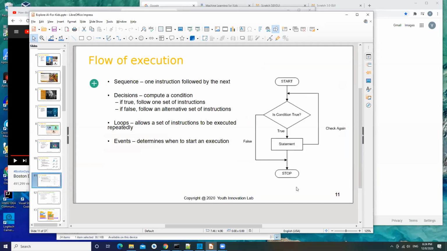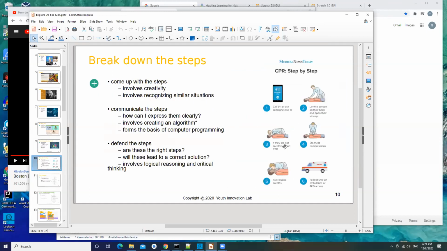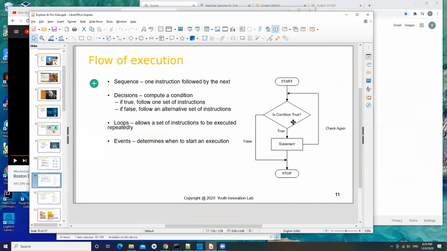Okay, so this is something we call the flow of execution. You can think about that from the start, you will check a certain condition. So you will check, oh, if this guy still has breath or not. If not, I have to help him, so I do the chest compression for him. And if it still does not work, I will do some rescue breaths. Okay, so this is some sort of decision making. So you have to check the condition and then you do the next step.